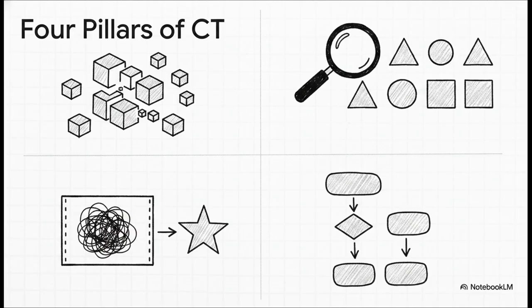Third is abstraction. This is huge. It's where we cut out the noise and ignore irrelevant details so we can focus on what actually matters. And finally, algorithm design, setting out clear, step-by-step rules to get the exact same outcome every single time. And hey, algorithm is really just a fancy word for a repeatable set of instructions.